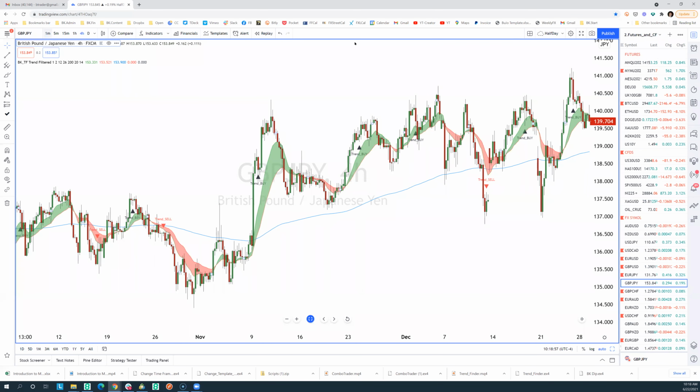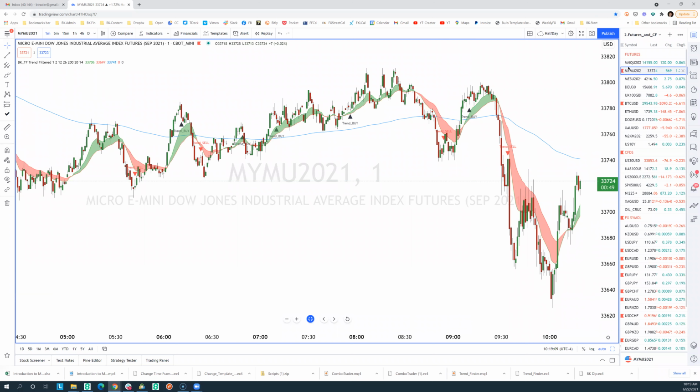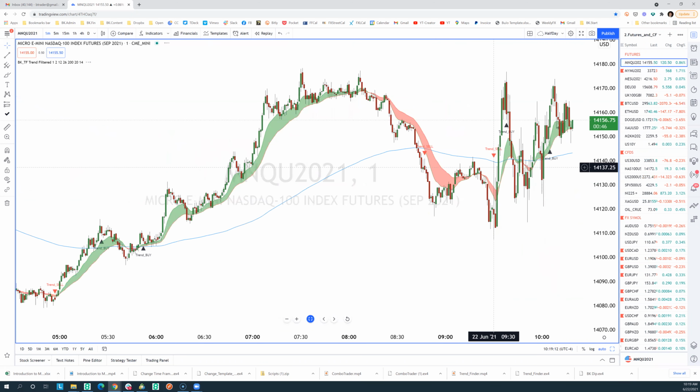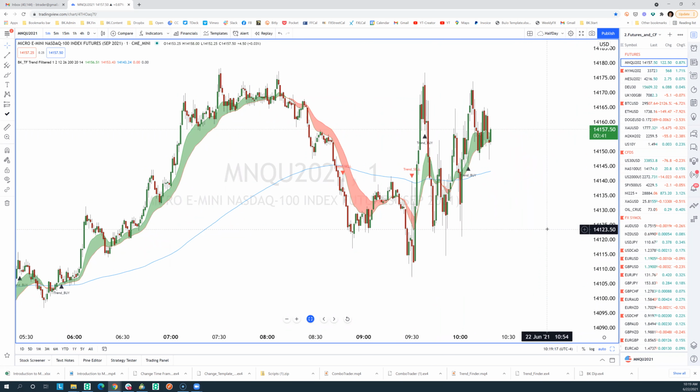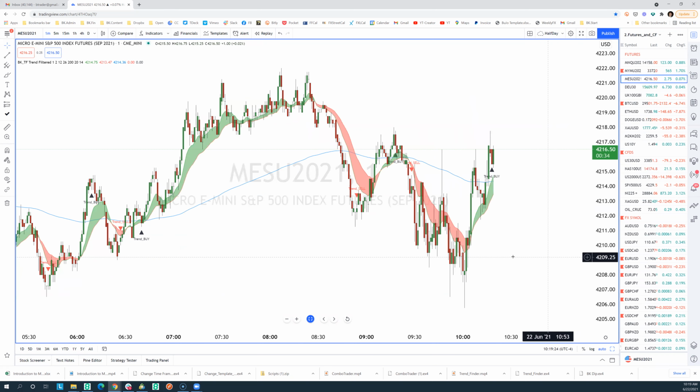All right, let's go back to indices for our last time. Let's see what's going on over here. Dow not doing anything. NAS is stalled over here. We've had our good signal here, we really don't have any more signals to the upside in NASDAQ. It's a very choppy day today anyways, so it's just a kind of miracle to be able to survive this.